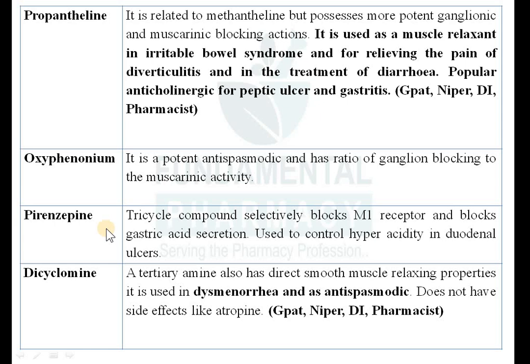Okay. Then oxyphenonium. Oxyphenonium is a potent antispasmodic. Again, it is an antispasmodic and also a ganglion blocking agent.